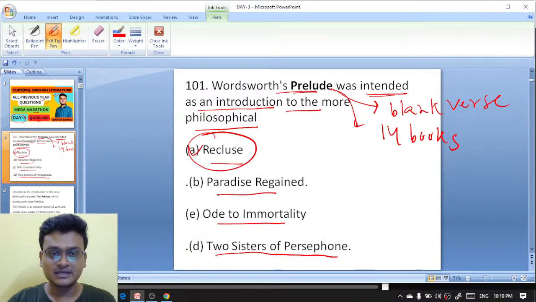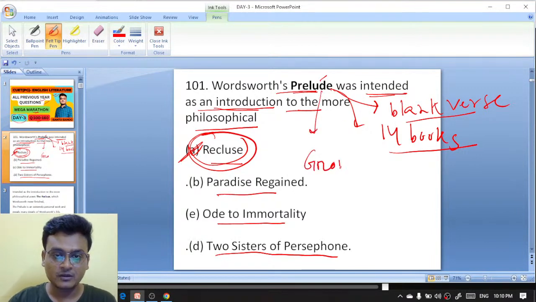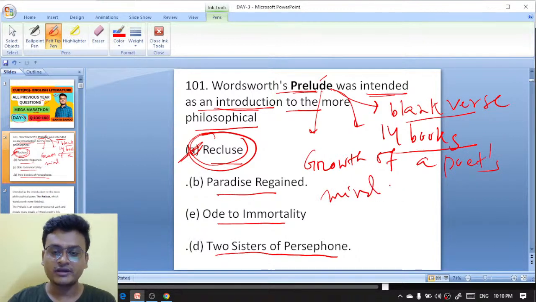Wordsworth's Prelude, an incomplete, unfinished work, was intended as an introduction to the more philosophical poem, The Recluse. Recluse is the right answer, and Prelude has been written in blank verse, having 14 books. Its subtitle is known as Growth of a Poet's Mind. An autobiographical poem.